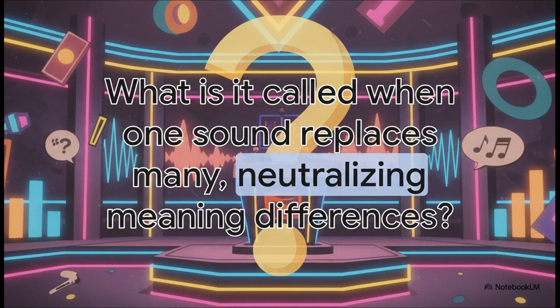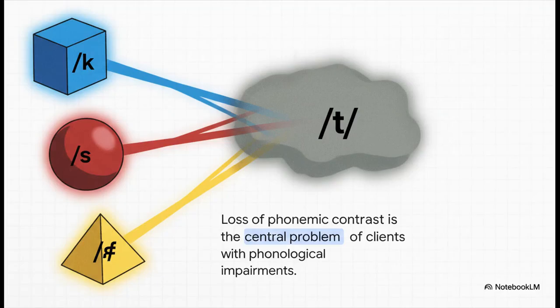All right, thinking about what we just saw with Jonah, where words that are totally different, like ki, si, and shoe, could all wind up sounding exactly the same, what do we call that? When all those different phonemes get smushed into one, completely wiping out the meaning. What's that term? 5 seconds. Let's see it. It's called a collapse of phonemic contrast.